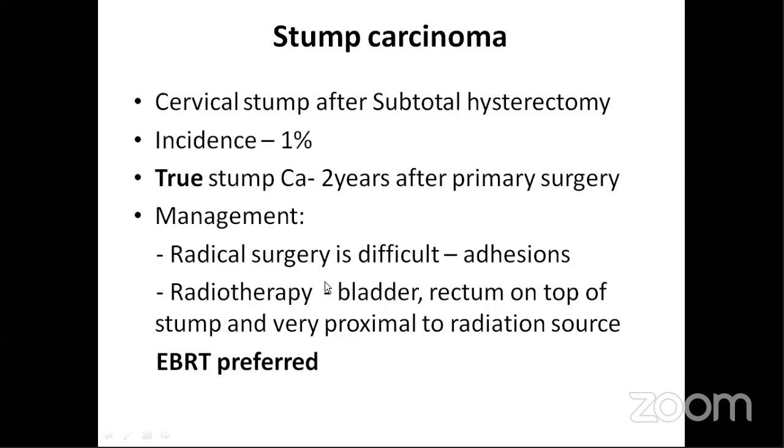which is most preferred for stump carcinoma, because we can't go in for surgery as there'll be a lot of adhesions, and we can't go in for intracavitary radiotherapy because the bladder and the rectum are situated just above the stump and are very proximal to the radiation source and can get affected. So the best would be external beam radiation therapy.